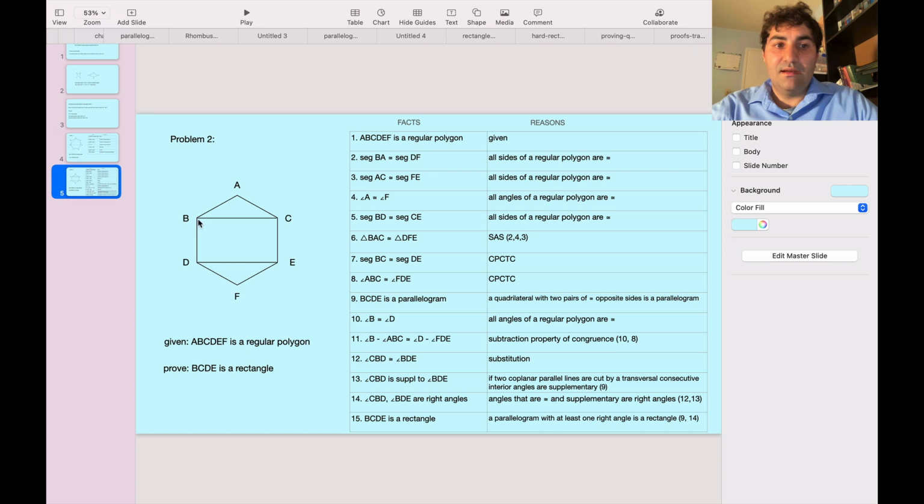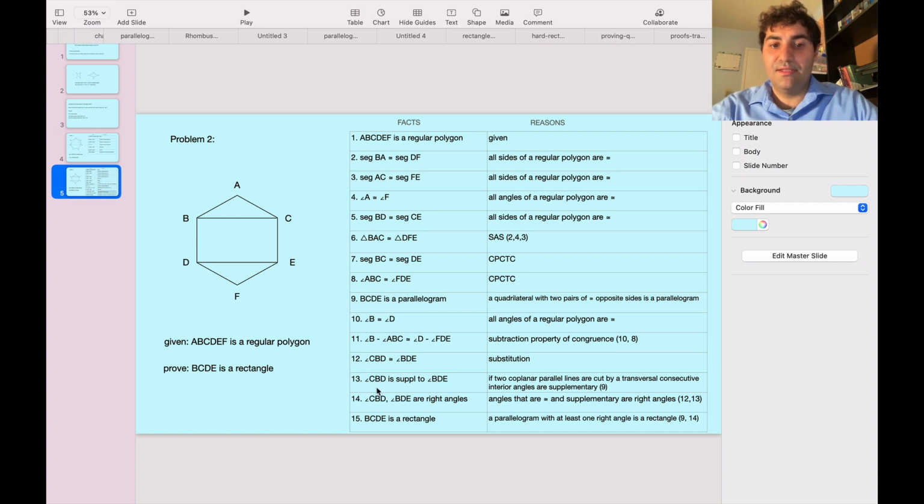We also know since BCDE is a parallelogram, side BC is going to be parallel to side DE. So if we take segment BD as a transversal, then angle CBD and angle BDE are going to be consecutive interior angles, right? And since these lines are parallel, they're going to be supplementary, right? So we know that angle CBD is supplementary to angle BDE.